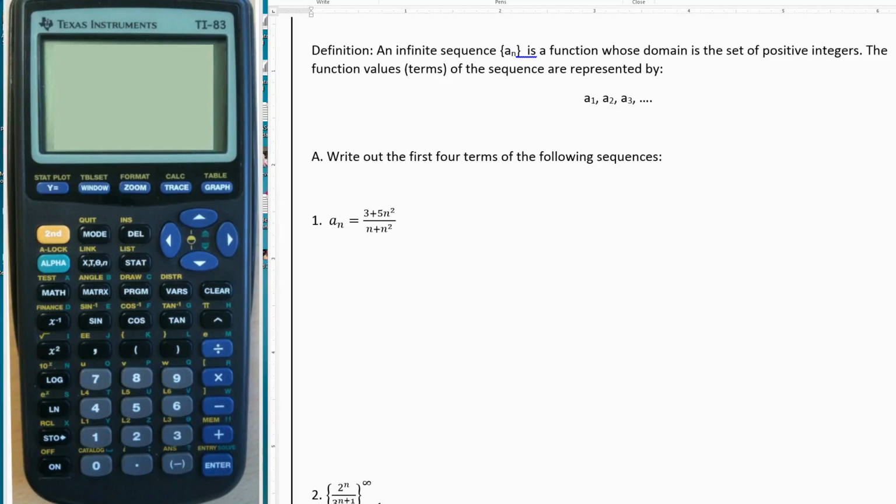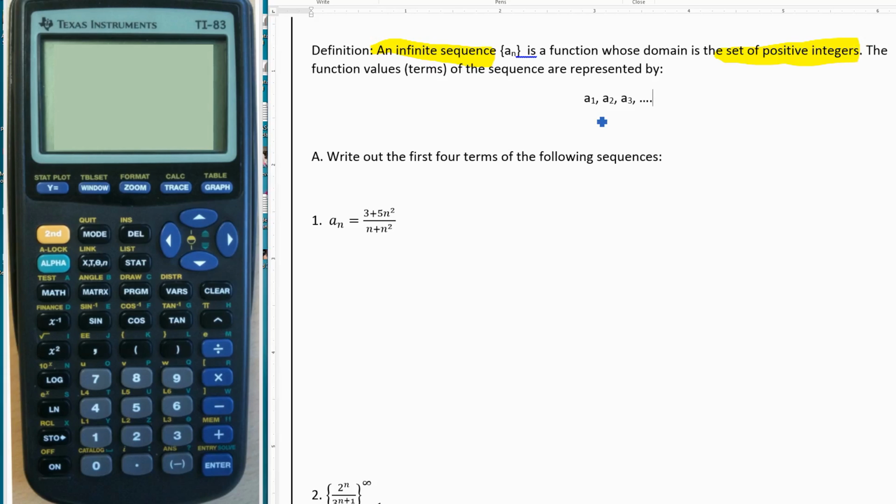Okay, now we're going to start our study of sequences and series. So we're going to start off with the definition of a sequence. An infinite sequence, an, is a function whose domain is the set of positive integers. The function values or terms of the sequence are represented by a1, a2, a3. Okay, so we're calling the first term a1, the second term a2, the third term a3.